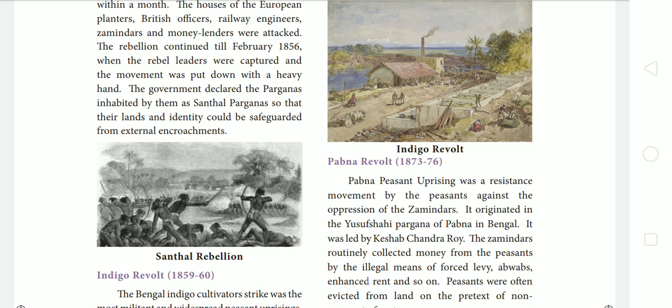Okay, so this is the end of the Santal rebellion. The Santal rebellion took place in the year 1855 and it came to an end in 1856. This was the first revolt of the peasants. This revolt was headed by the two Santal brothers Sidhu and Kanu. You can see the pictures of the Santal rebellion here.